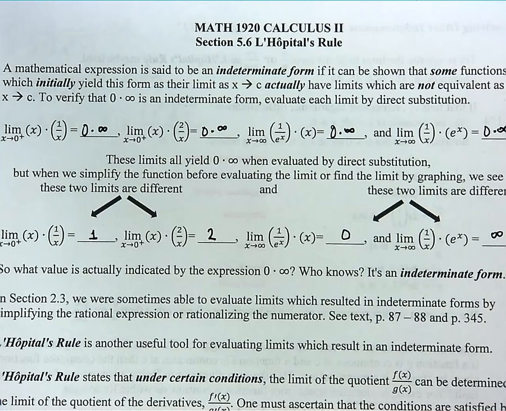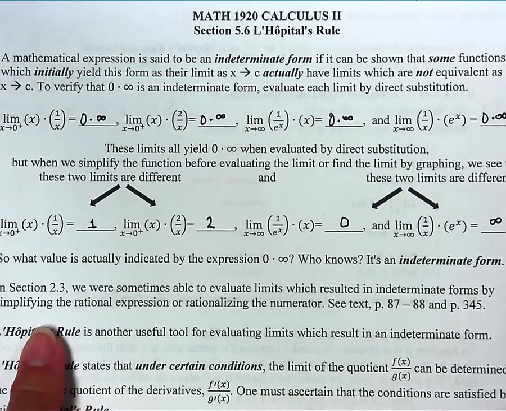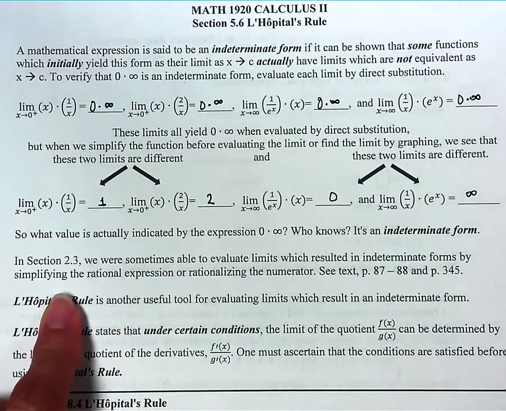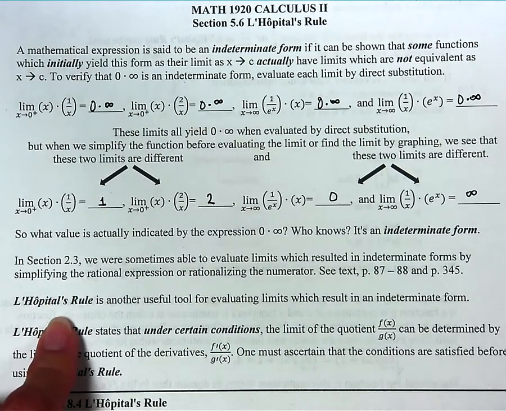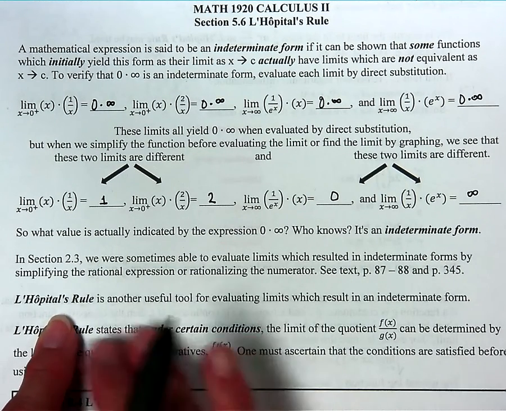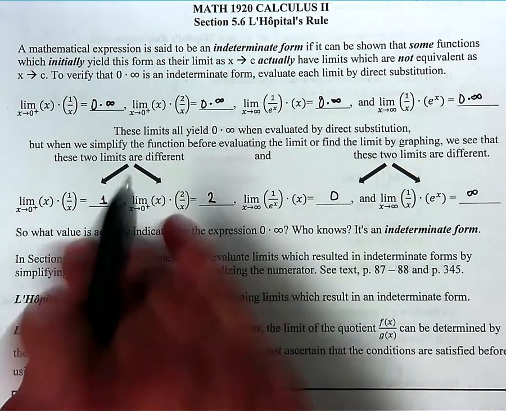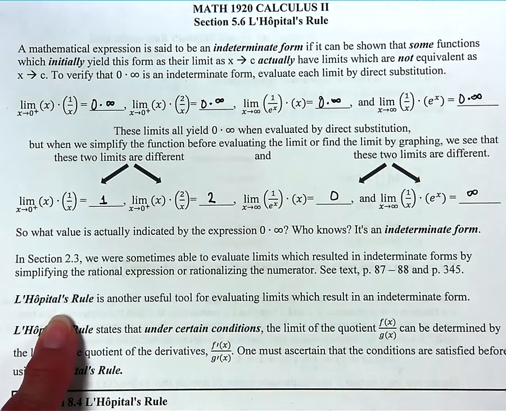All right. Like I said, in section 2.3, we learned some tools for resolving indeterminate form. L'Hopital's rule is just a different tool for resolving indeterminate form that uses derivatives. So we couldn't have used L'Hopital in section 2.3 because we didn't know how to find a derivative yet.